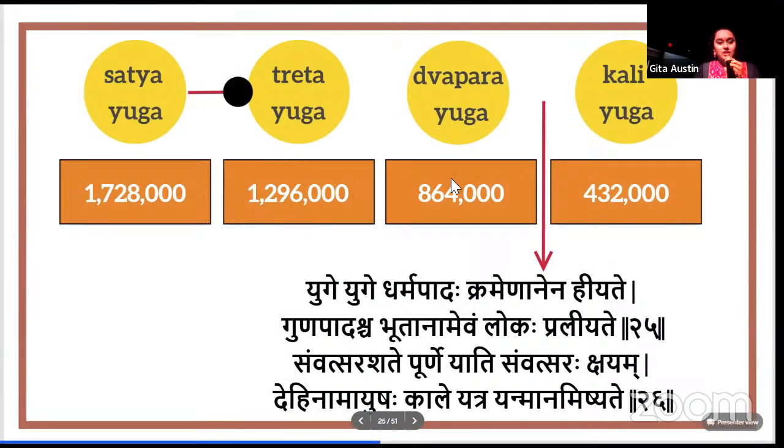This is what is mentioned in Charaka Samhita, the Vimanasthana, 3rd chapter. Yuge yuge dharma padaha kramena hiyate gunapadascha bhutanam evam loka praliyate samvatsarashate purne yati samvatsarah kshayam dehinam ayushah kale yatra yanmanamishyate. That's basically what I explained in the previous slide.